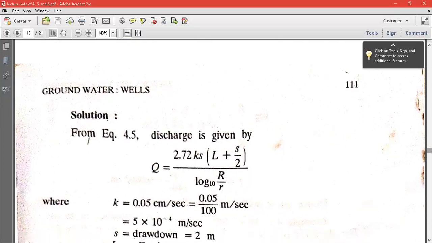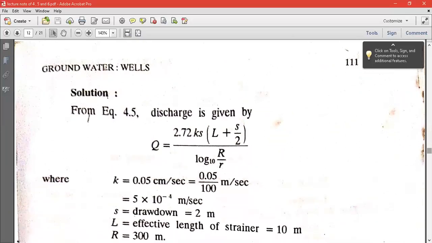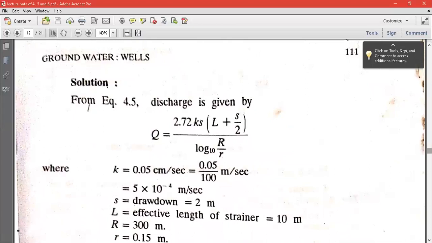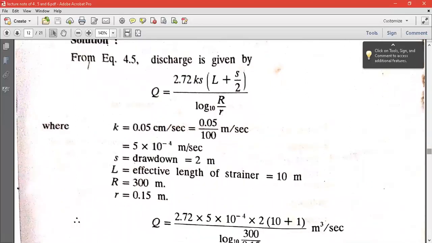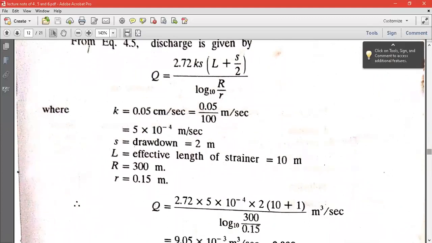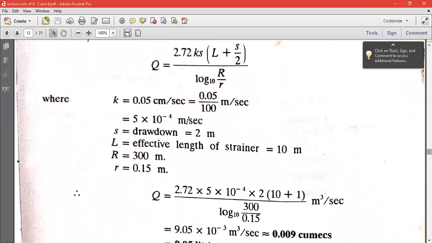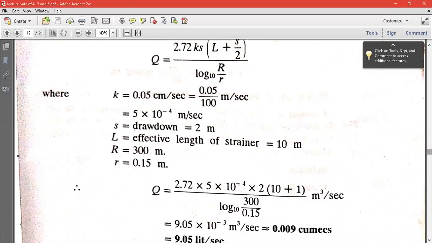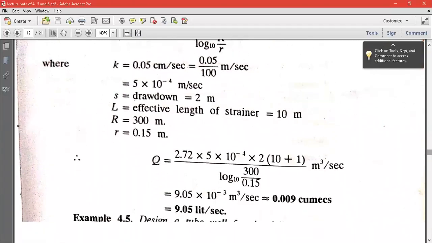K is given as 0.05 centimeter per second. So ultimately that means 5 into 10 to the power minus 4 meter per second. S, the drawdown, equal to 2 meter, is also given in the question. Length of strainer is also given in the question, 10 meter. R is 300 meter. Putting all these values of K, S, L, capital R, small r, ultimately we are getting capital Q equal to 0.009 cubic meter per second.